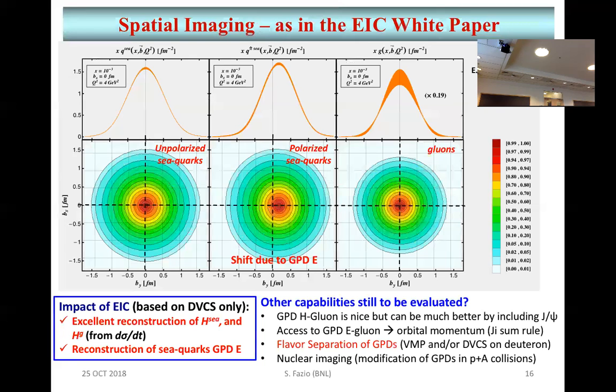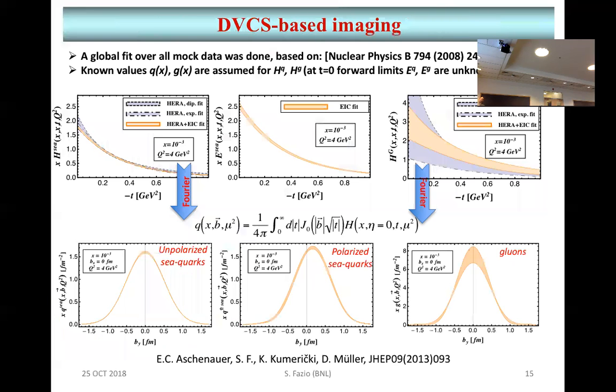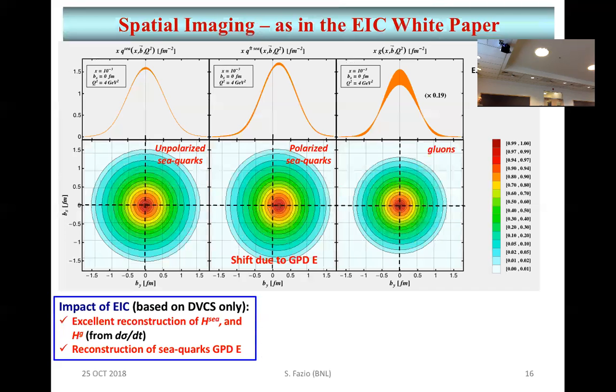What is missing here is totally the inclusion of mesons, as I said before. For instance, I believe that if we include J/psi and upsilon here, this will shrink to a line as well, and we can also attempt to measure the GPD E for gluons.